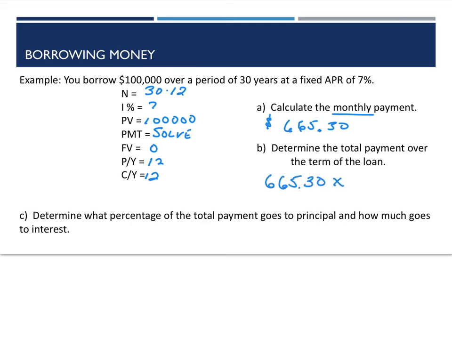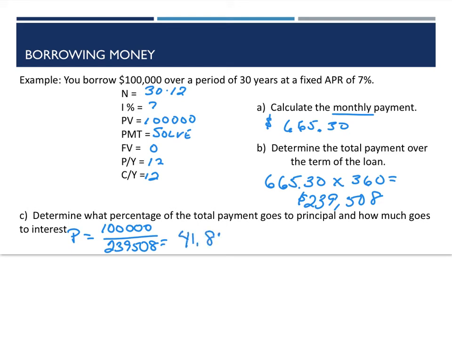$665.30 times 360, which is what 30 times 12 is, means in this case we pay $239,508. 100,000 out of the 239,508 means that 41.8% of our payments went to principal. Subtract that from 100, 58.2% of our payments went to interest.